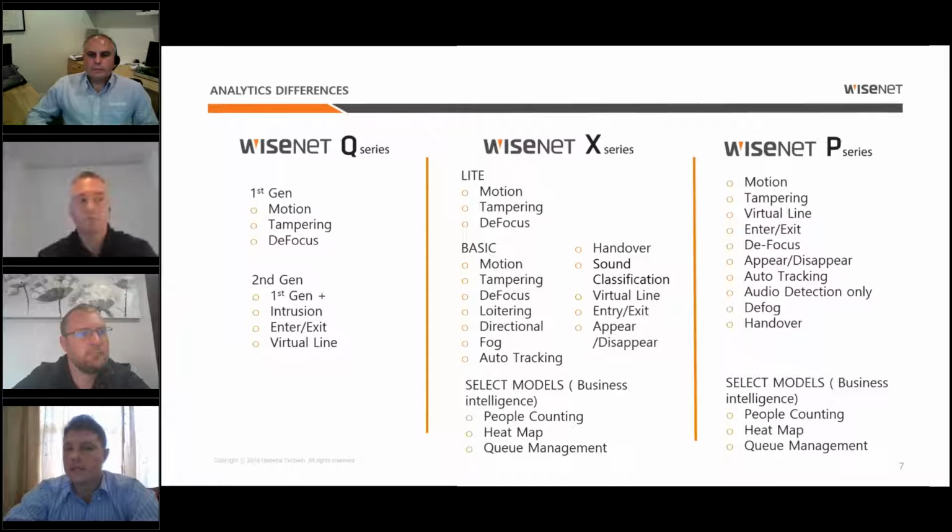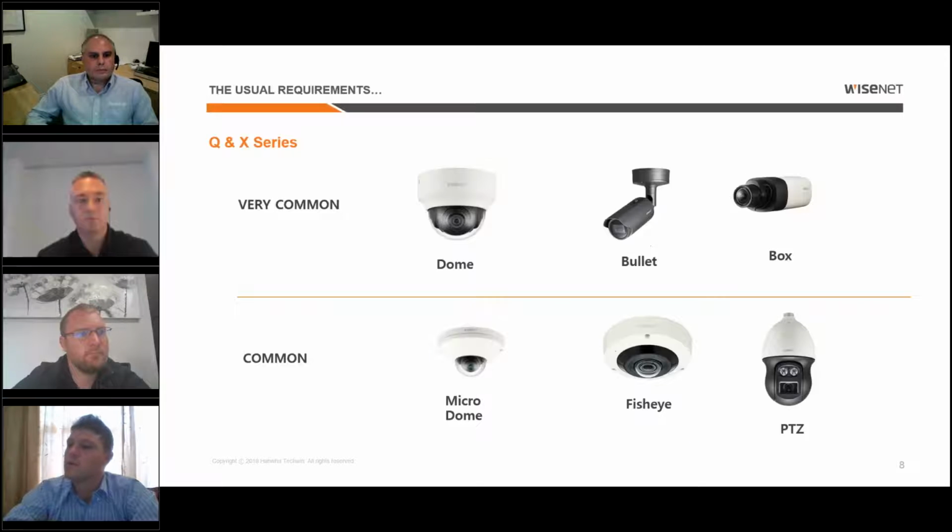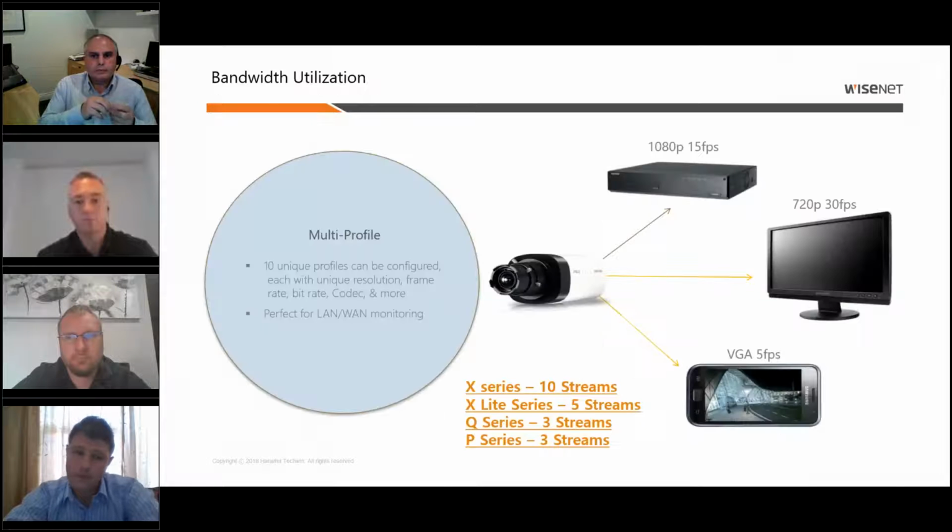But before we get to that analytics, we just want to show you that on the X and Q series, we have all the cameras that you would expect from it. So normal dome ranges, bullets, boxes, fisheyes, PTZs. And of course, on X series, we also have different types of cameras that's not listed here for specialized applications as well. But we won't be talking about that too much right now.